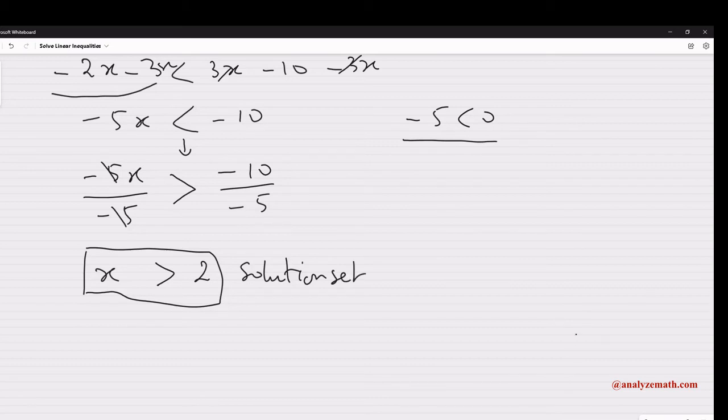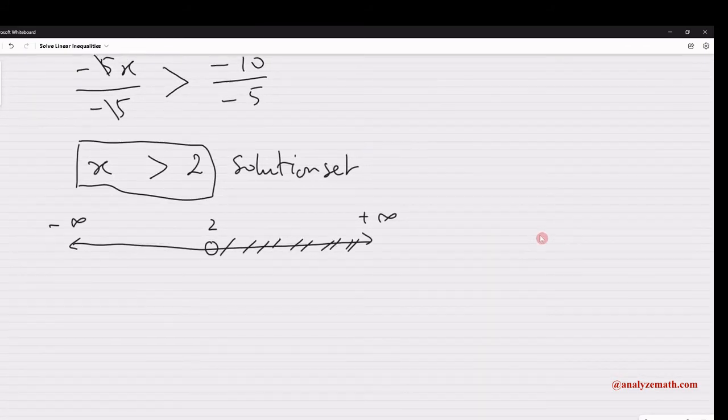Two is not included, it's not a solution because there is no equal. So we go for the graphical representation, negative infinity, plus infinity, 2 somewhere, open circle because there is no equal, and then we are saying that we are taking all values greater than 2. Interval form, open, 2, plus infinity. So inequality form, graphical form, interval form.